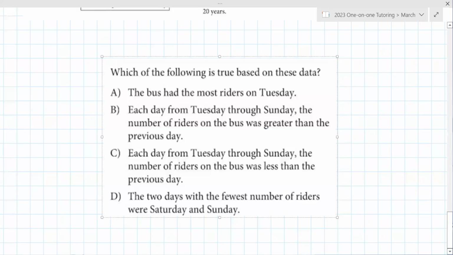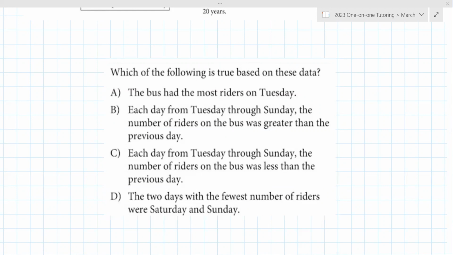The answers B and C are similar. They're very similar. One says greater, one says less than. A is about having the most bus riders on Tuesday. D has the fewest number of riders Saturday and Sunday. Again, the reason we do this is your brain processes this information. I don't really know how this works, I'm not sure anybody does, but it knows to look for this stuff now.